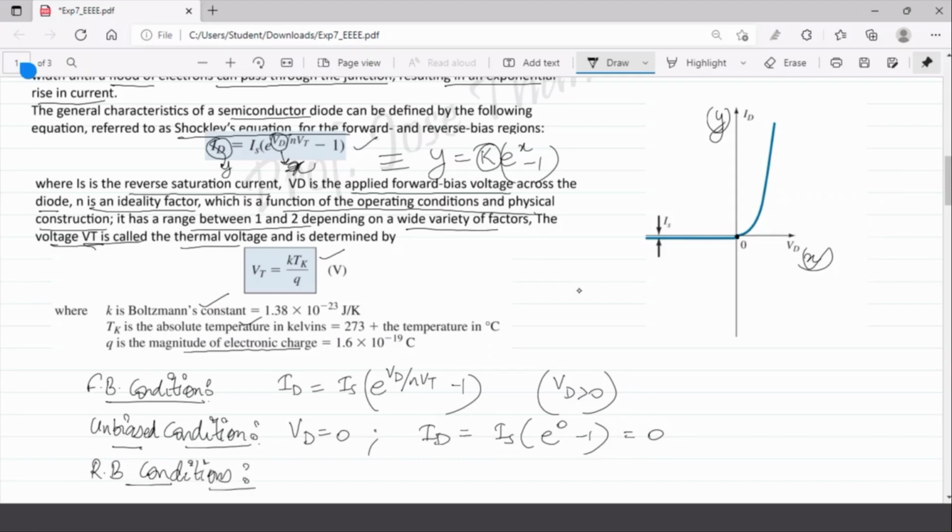In the reverse bias condition, Vd is less than 0. If Vd is less than 0, what will happen here? We can say what is Id? Id is equal to Is into e raised to power Vd divided by eta Vt, right? So in that particular case, I can say this is Is into e raised to power some negative quantity, minus 1.